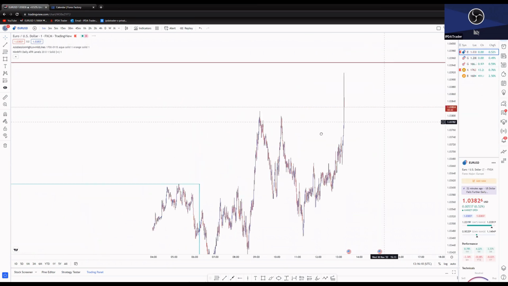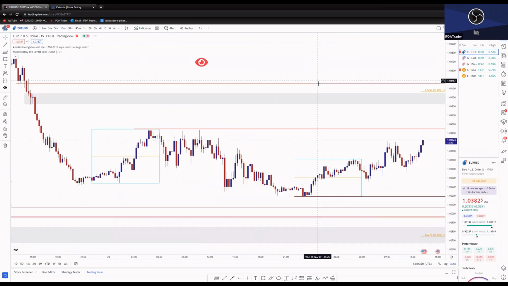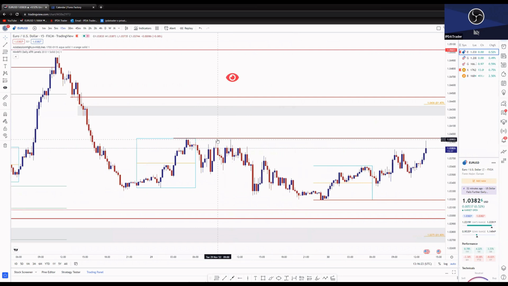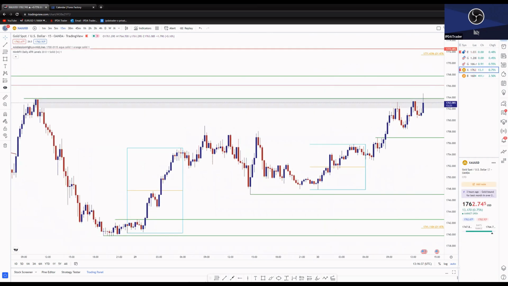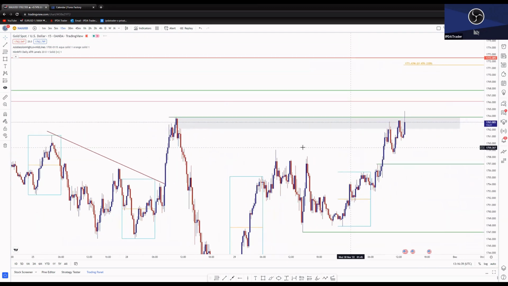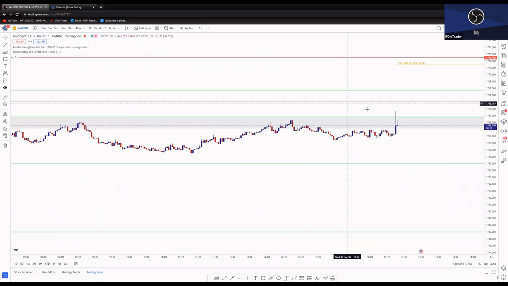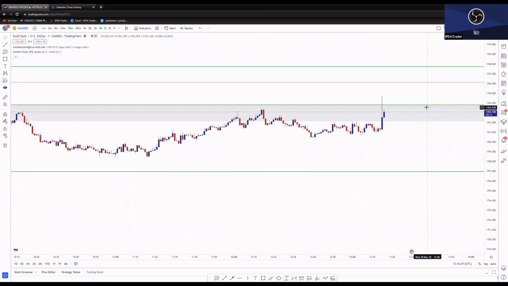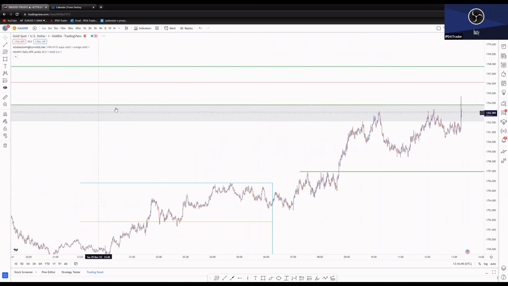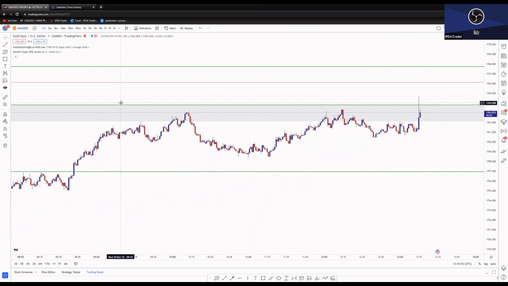This is what Euro USD did. You can see Euro USD is approaching the liquidity pool here. So also paying close attention to that. Just turned ahead of it, which is strange. And we're still waiting for gold as well. Okay, it looks like gold has swept the high and is back in below the swing on the left. So let's wait a little bit more.